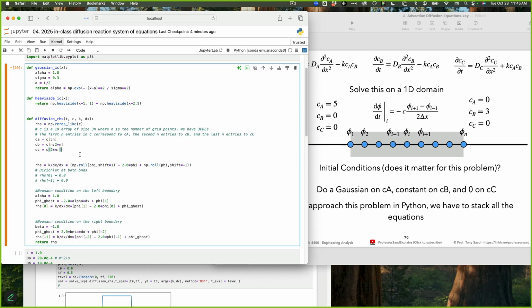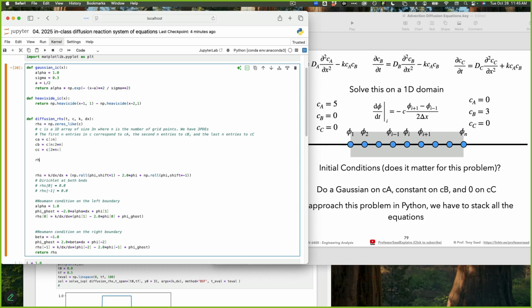Okay, so let's do it. For the right-hand side of A, I have dA times the standard diffusion formula, which we already have here. I'm going to modify this a little bit. Right now I have dA instead of K over delta X squared, and instead of phi I have CA and CA. Does it make sense?